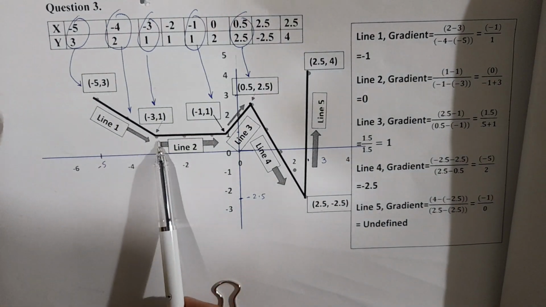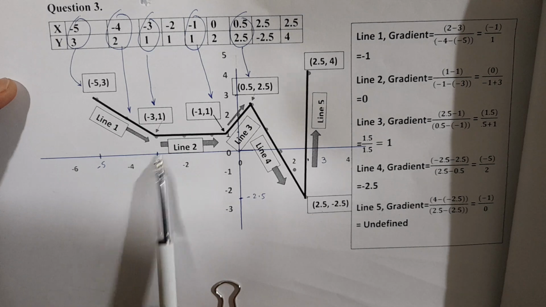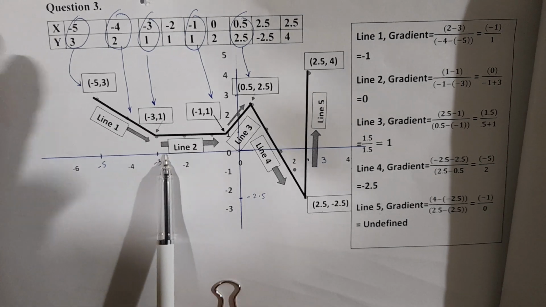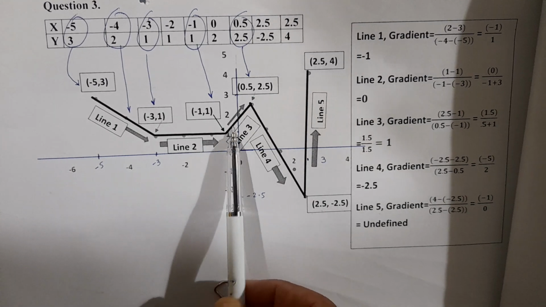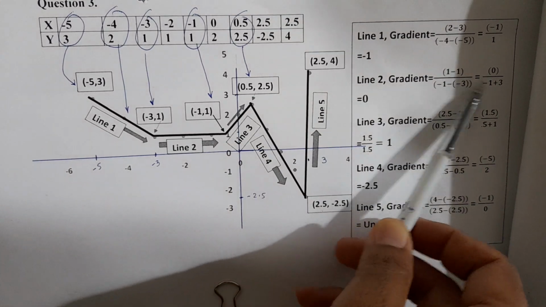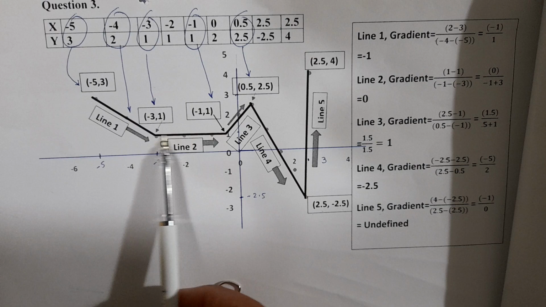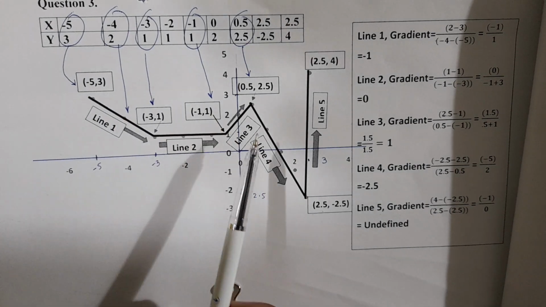Then second line, line number 2, its initial point minus 1 and 1. And its final point is minus 1 and 1. So line number 2, gradient 1 minus 1 is 0. So we have a straight line, it has no slope, no gradient.